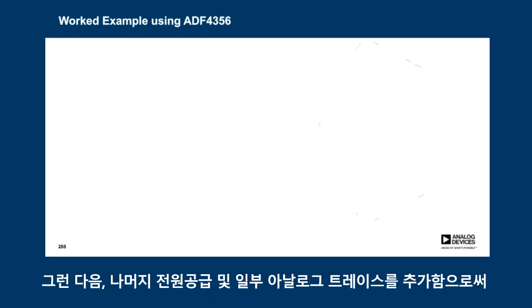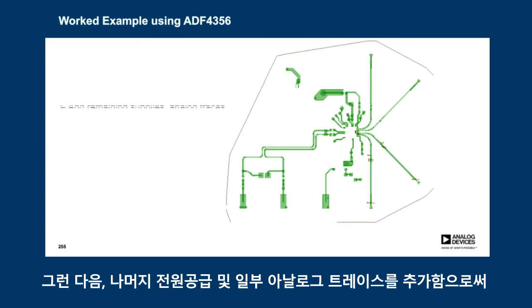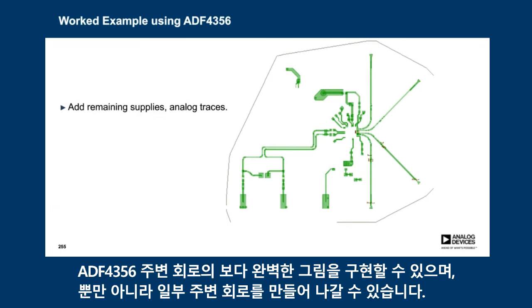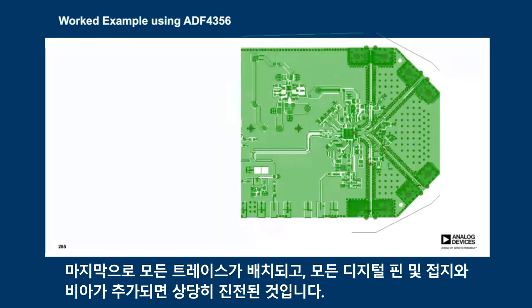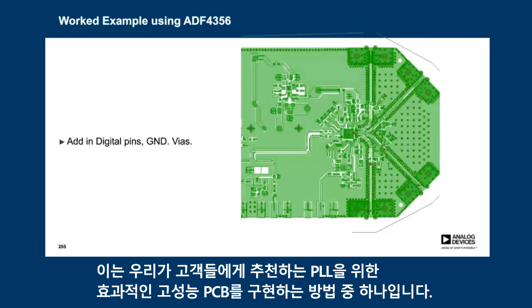Then we go further, we start to add in the remaining supplies and some of the analog traces. So now we've built up a more complete picture of the circuitry around the ADF4356, and we start filling in some of the surrounding circuitry as well. And finally, all of the traces are placed, so we've jumped forward quite a bit, where we've added in all the digital pins and the grounds and the vias necessary. But this is the path we would recommend customers take to build up an effective high-performance printed circuit board for a phase lock loop.